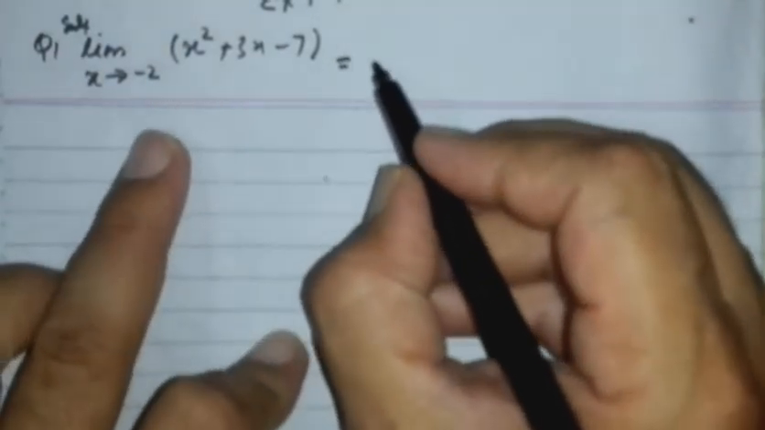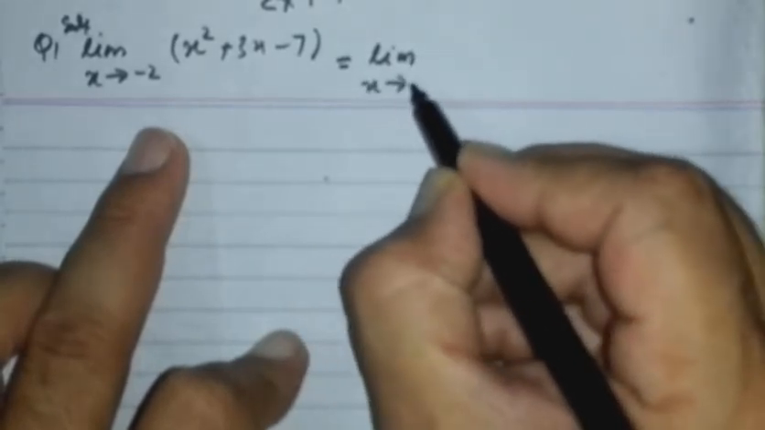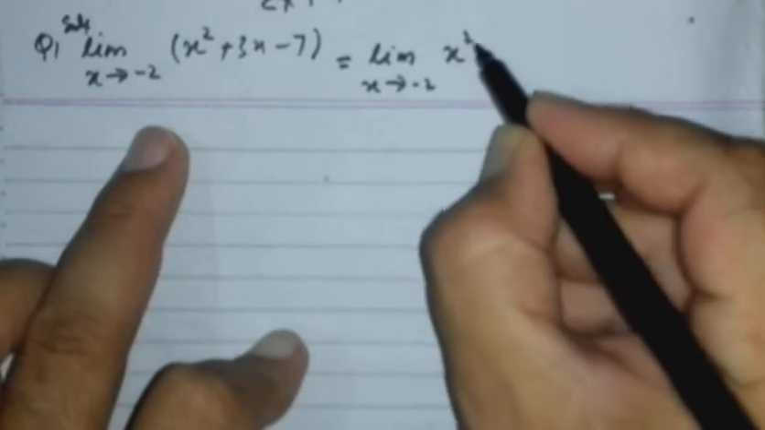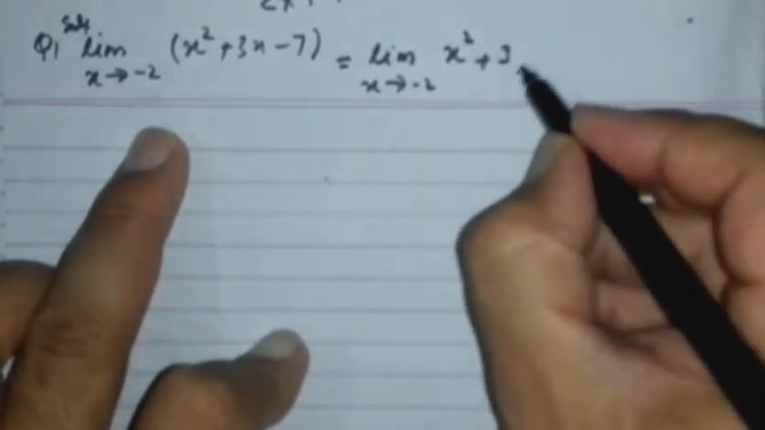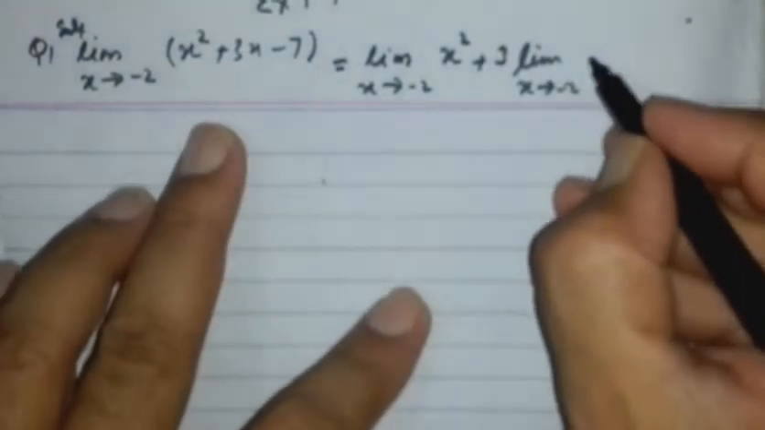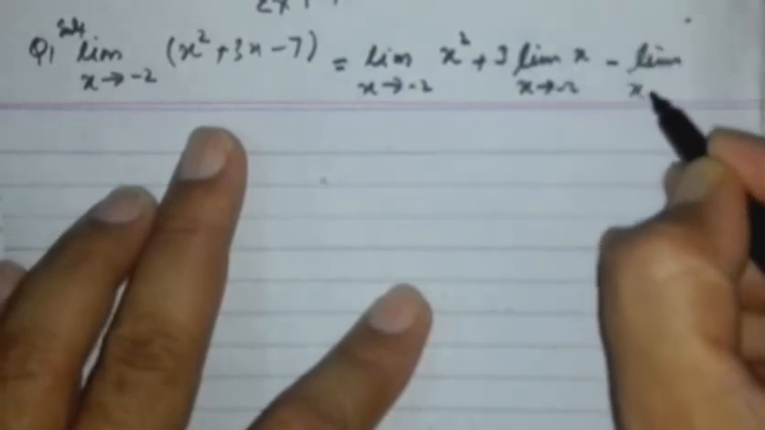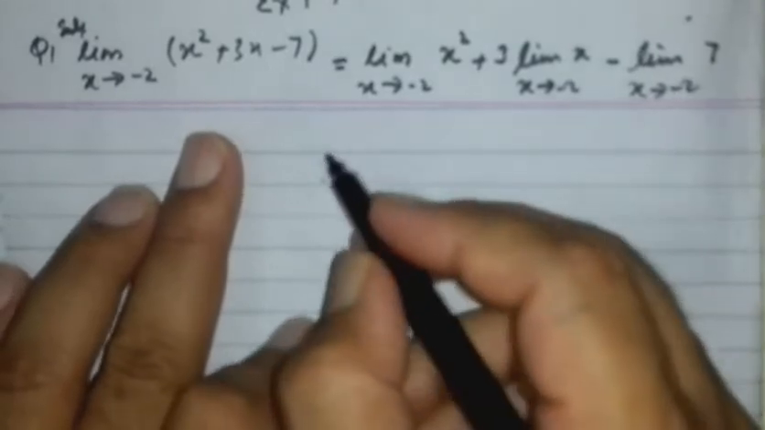So, question number 1, part A: limit x tends to minus 2 of x square plus 3x minus 7. We will apply the limit on each term and then we will put its value. So we can write it as limit x tends to minus 2 of x square plus 3 limit x tends to minus 2 of x minus limit x tends to minus 2 of 7.